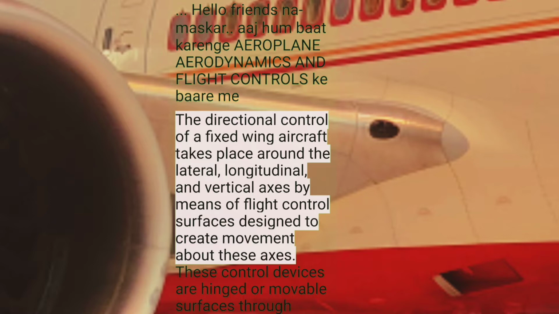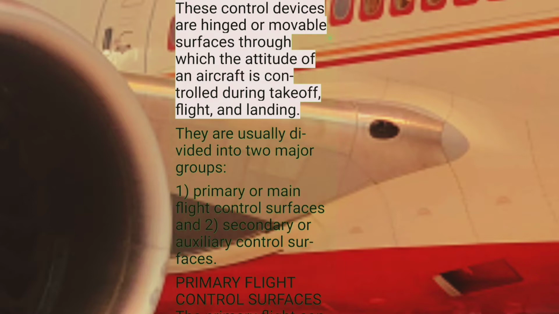The directional control of a fixed-wing aircraft takes place around the lateral, longitudinal, and vertical axes by means of flight control surfaces designed to create movement about these axes. These control devices are hinged or movable surfaces through which the attitude of an aircraft is controlled during takeoff, flight, and landing.